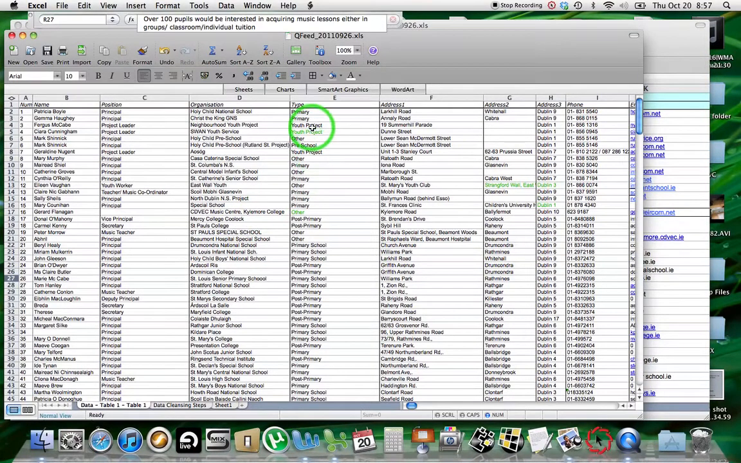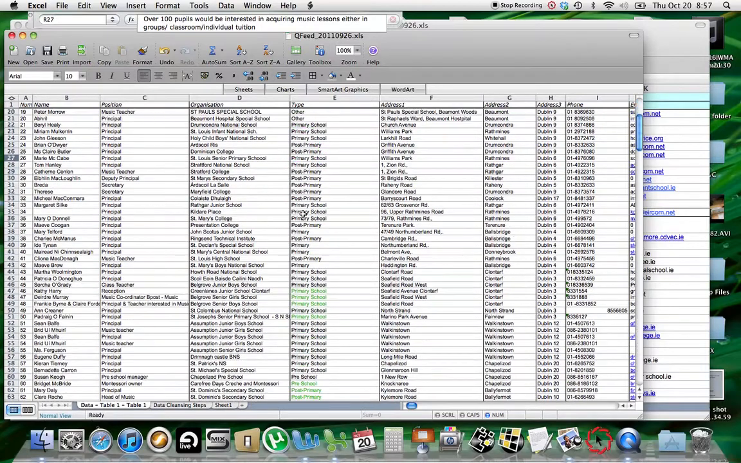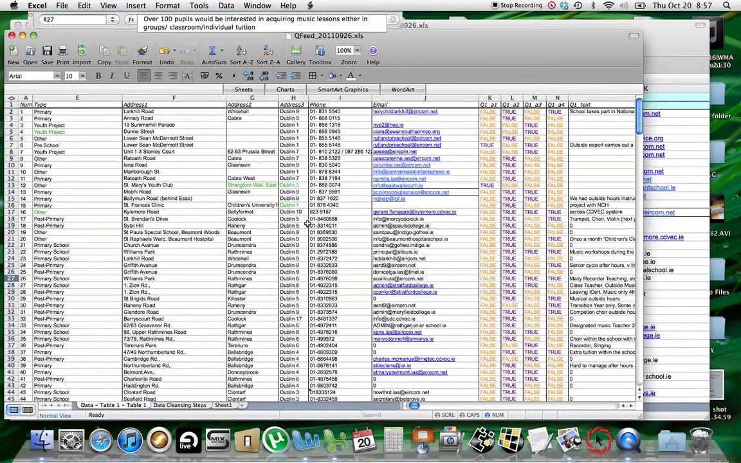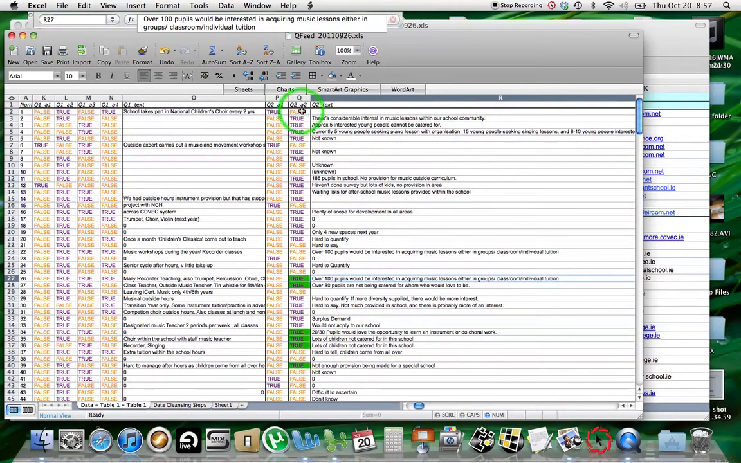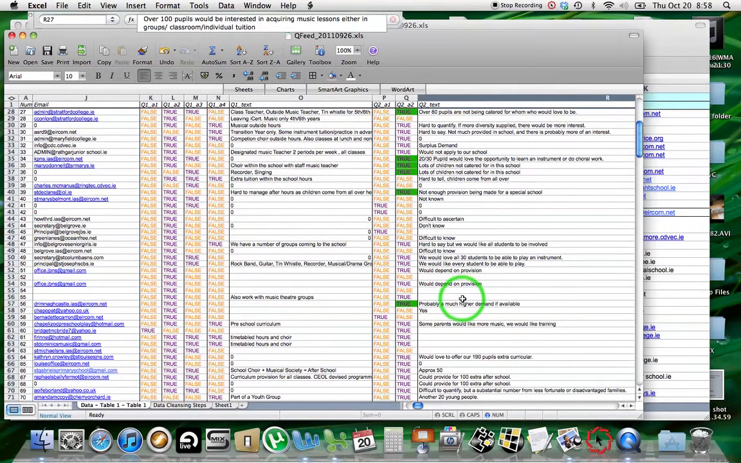So you can see I've highlighted in green where I've had to make a change. Primary school, just to make it consistent. Same with the Dublins there. Once or twice, I had to update one of these tick box questions. So for example, here's question two: have you got enough provision? In this case, this didn't answer yes or no, but from the narrative, over 100 pupils would be interested in acquiring music lessons. So that would suggest there isn't enough provision currently. Over 80 pupils are not being catered for. Same again. I didn't have to do that very often, but just once or twice, if the narrative didn't match up with the answer, I fixed it. Okay.